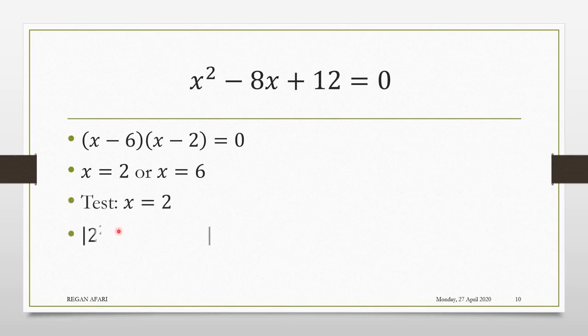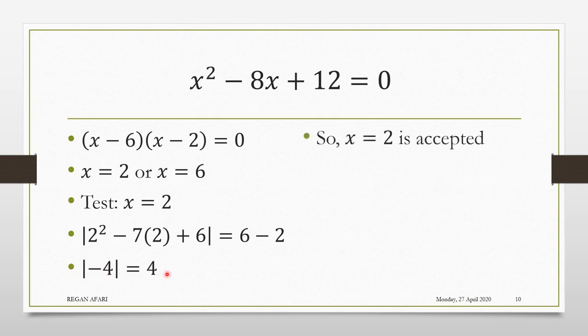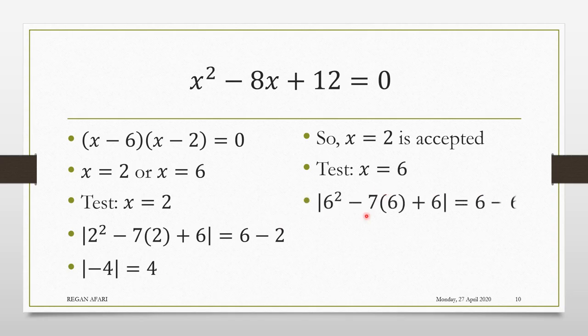So when x is equal to 2, what do we get? We get -4 in the absolute sign, but the absolute of -4 is 4, yes, hence we are accepting it. Okay, so let's test for when x is 6. What do we have here? We have 0, but the absolute of 0 is 0. So since the left hand side is equal to the right hand side, yes, we are going to accept it.